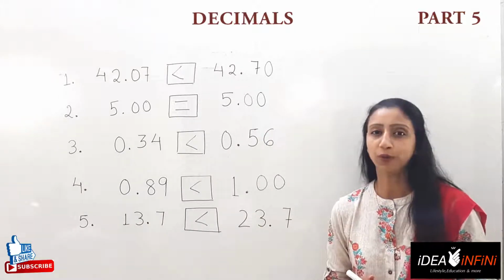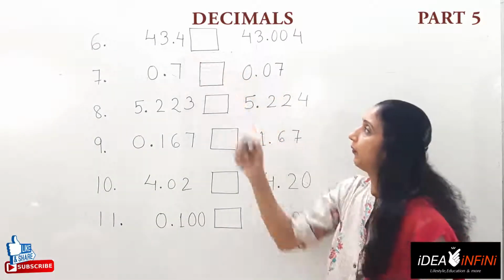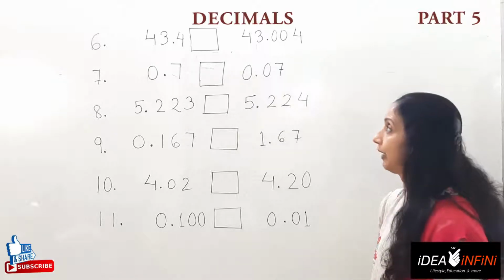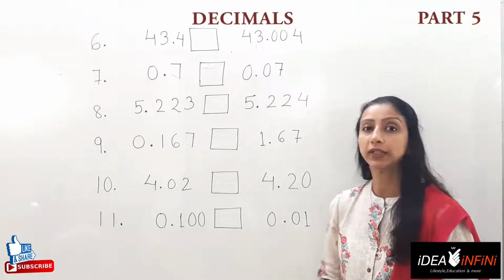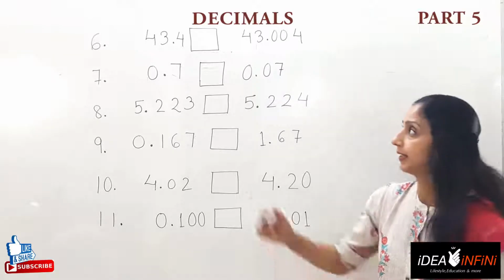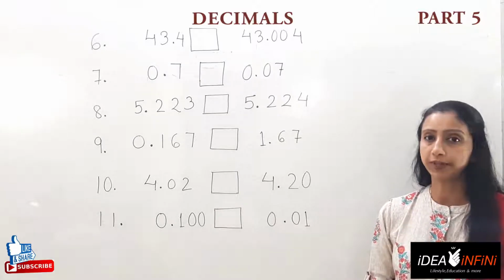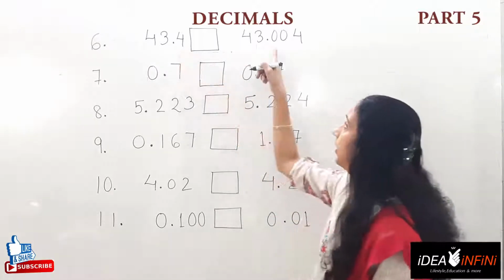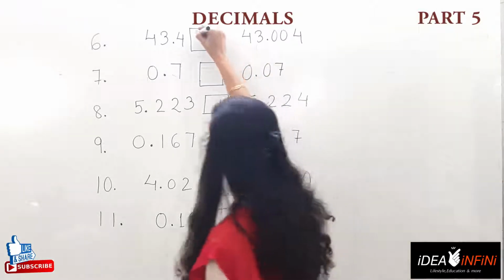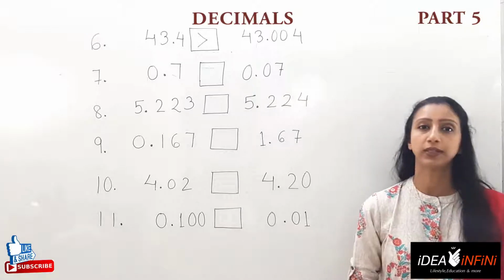We'll see a few more. So here, now I have another set of numbers which I have to compare. 43.4 and 43.004. Here the whole numbers are same, 43 and 43. Then we compare the first digit. Here it is 4, here it is 0. Obviously 4 is greater. So 43.4 is greater than 43.004.